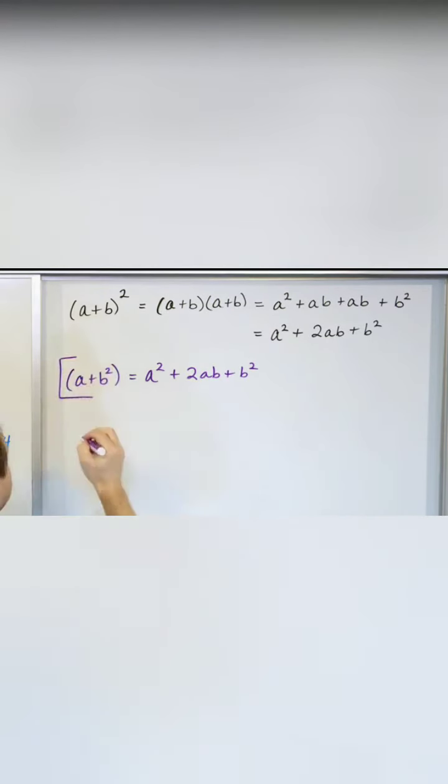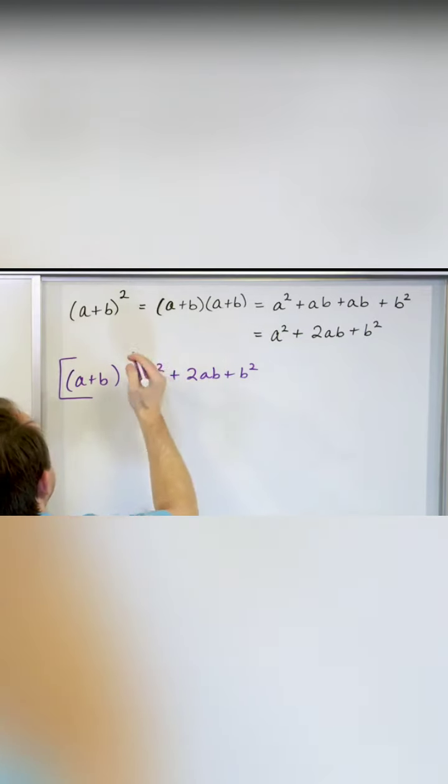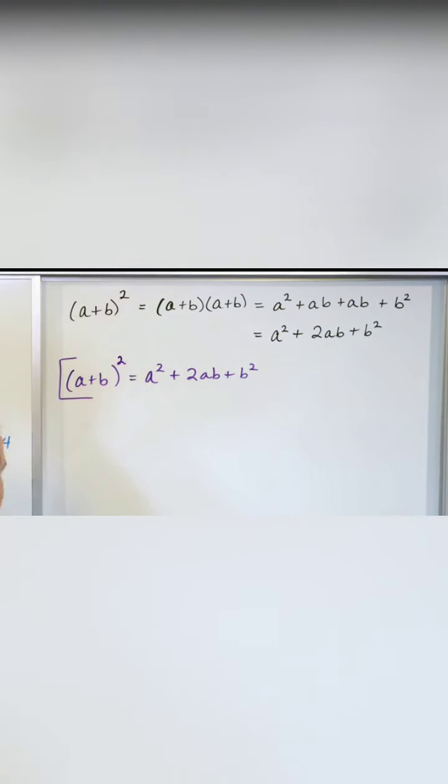So I'm going to circle this because it's something that we're going to need to remember. I wrote this down wrong. It's (a plus b) inside the parentheses. The entire quantity is squared on the outside.